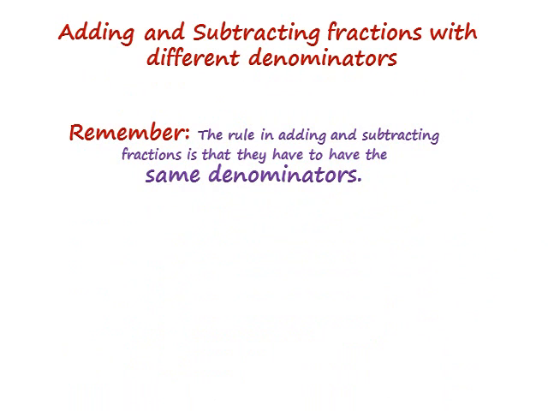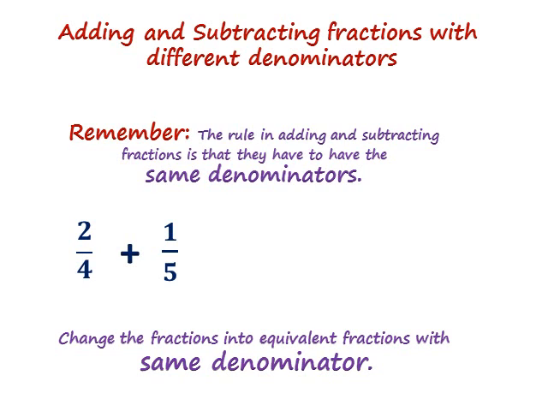Alright. I put this reminder in here so you always keep yourself reminded that when we add and subtract fractions, we have to make sure the denominators are the same. Okay, so let's try this: 2/4 plus 1/5. We need to change them into equivalent fractions with the same denominator. How do we get the equivalent fractions? If you have forgotten that, you may need to go back to the previous video about how to get equivalent fractions.